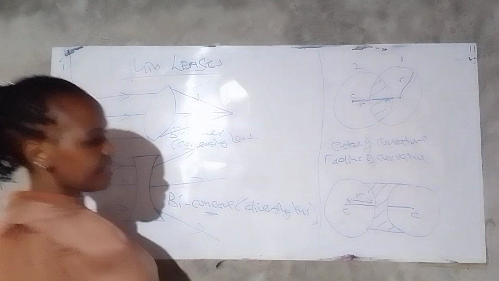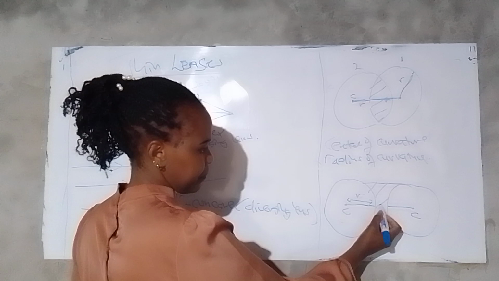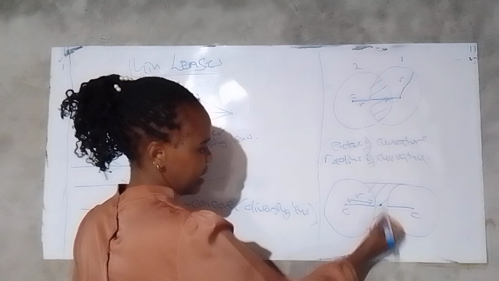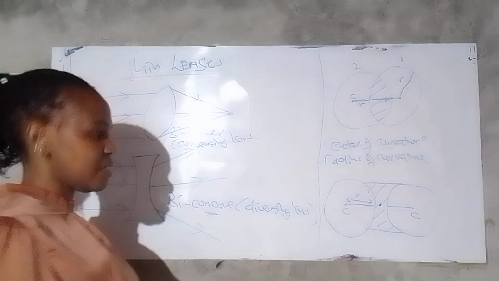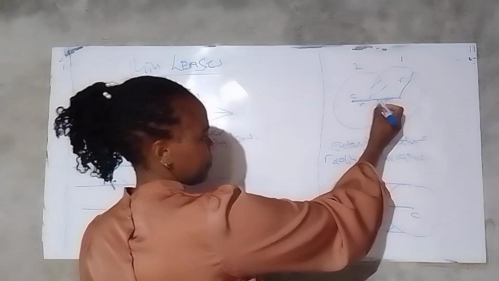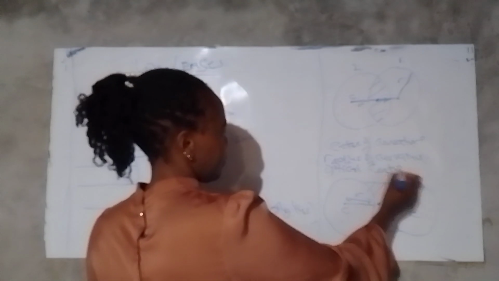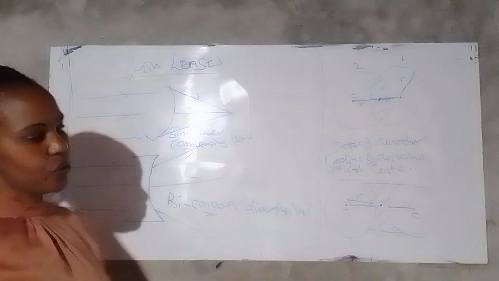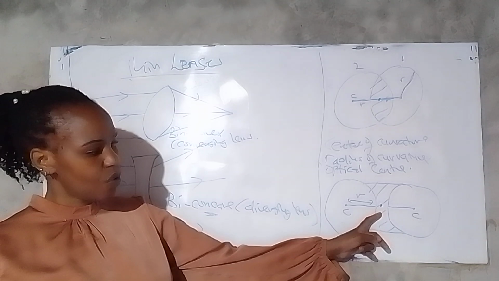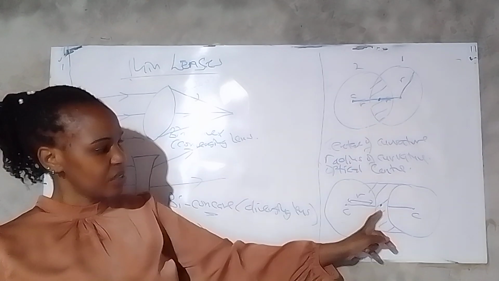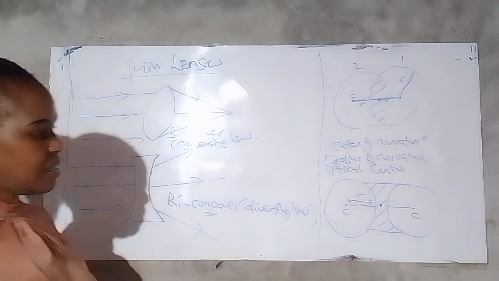So lastly, there is the center of the lens. That center is very important. We'll be calling it the optical center. It is the center of our lens. So it's very important to note it. It is called the optical center.